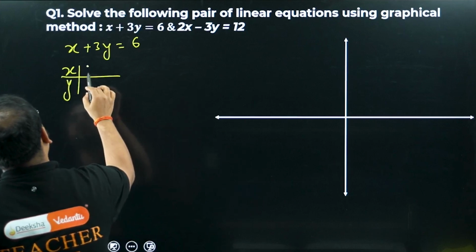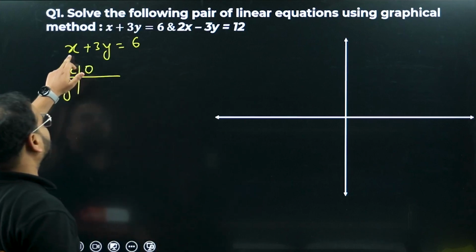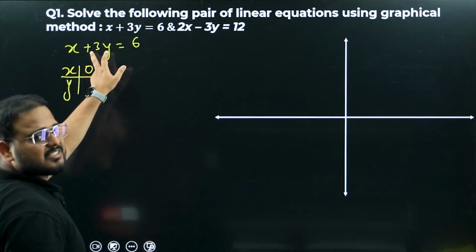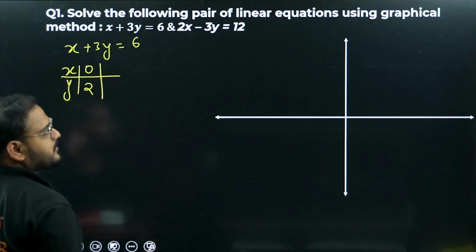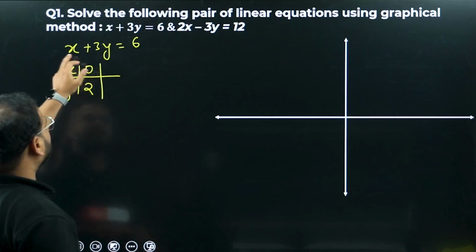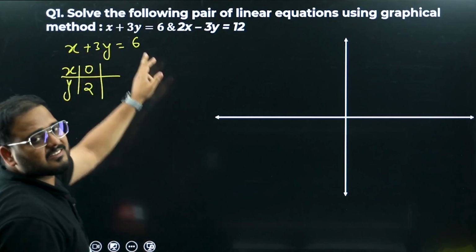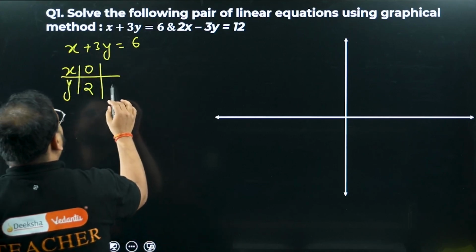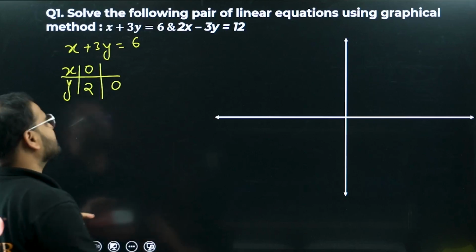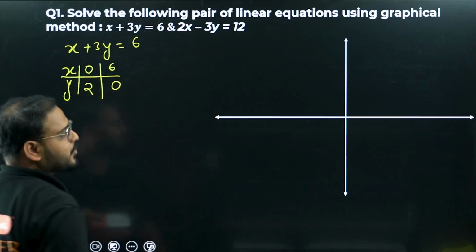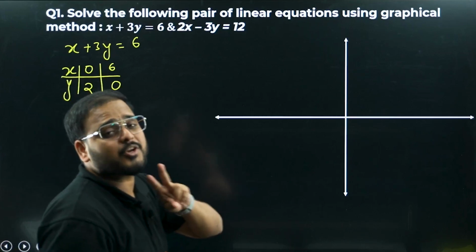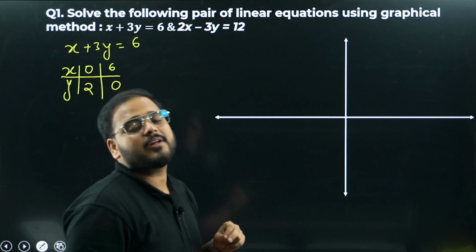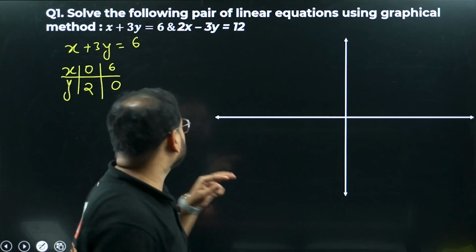So you put x as 0, this term will become 0. You will be left with 3y equals 6 on the LHS. So what is y equal to? 2. Please check. X is 0, y is 2, the LHS is 6, the RHS is also 6. Now next put y as 0. What is x? Simply 6. I can find more points, but a minimum of 2 points, 2 coordinates, is required to plot the graph. So I'm just using these two.